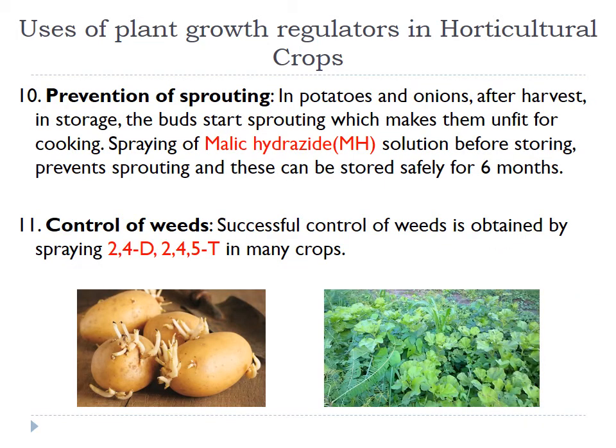Prevention of sprouting. Most commonly we see this in tuber crops or in bulb crops. So in potatoes and onion, after harvesting in storage, sometimes the buds start sprouting and that will render them useless or unfit for cooking. So in such a case, you can spray maleic hydrazide solution before storing and it helps to prevent the sprouting for at least 6 months. And we all know common weedicides, mostly 2,4-D and 2,4,5-T, are used to control weeds in the farm.